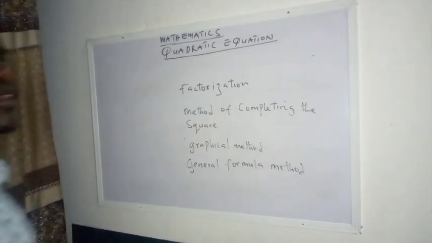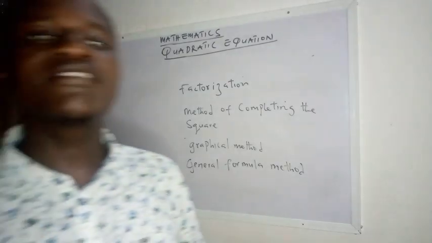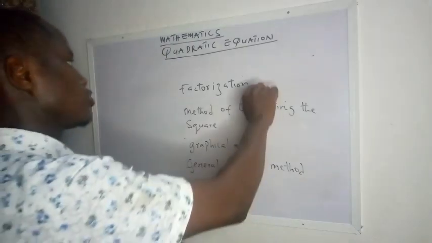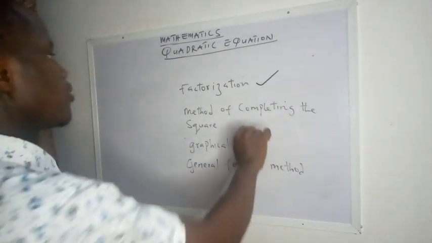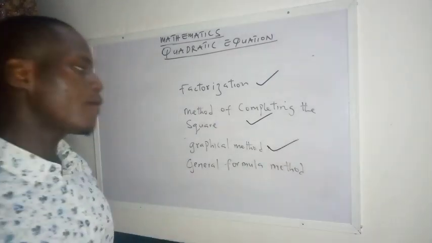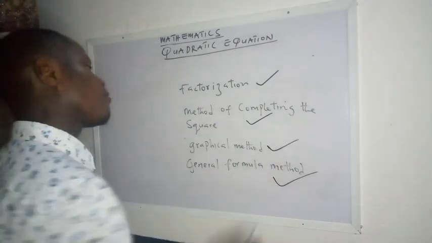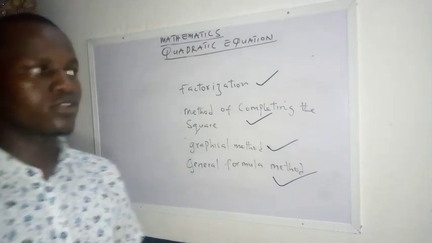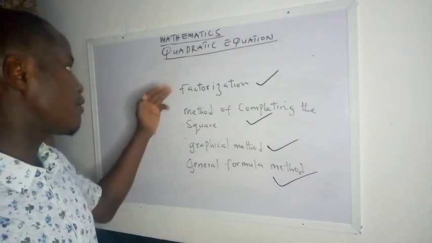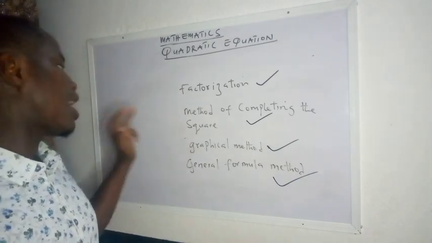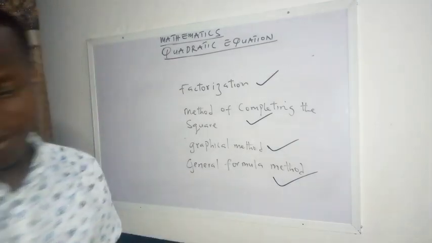Now we have different methods of solving quadratic equations. The first method is the factorization method. The second is the method of completing the square. The third, graphical method. And the fourth is the general formula method. So let's start with the method of factorization, because this video is going to cover the factorization method, the method of completing the square, and the general formula method.